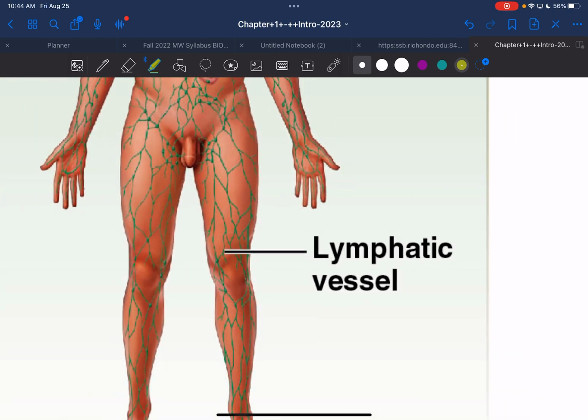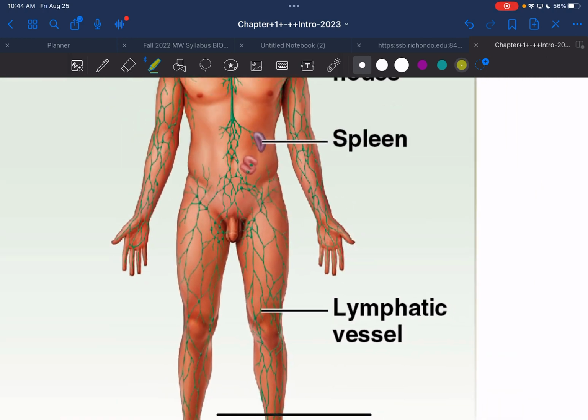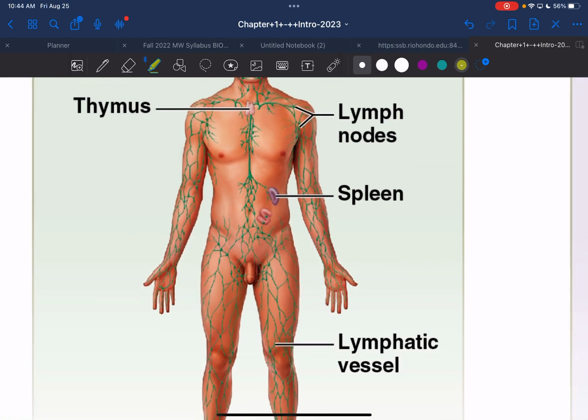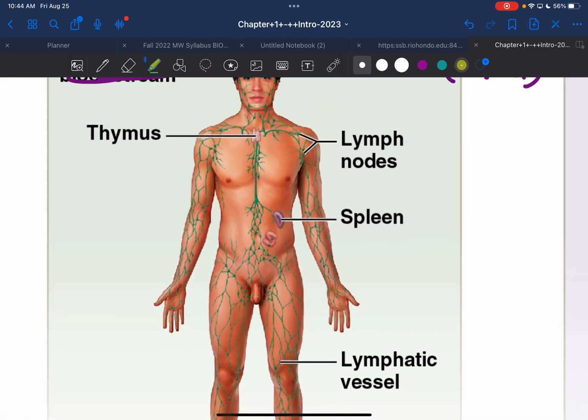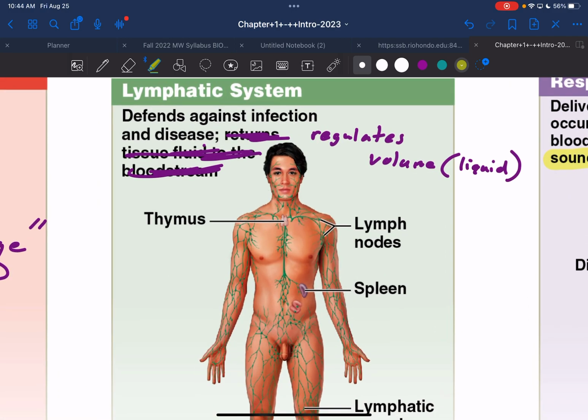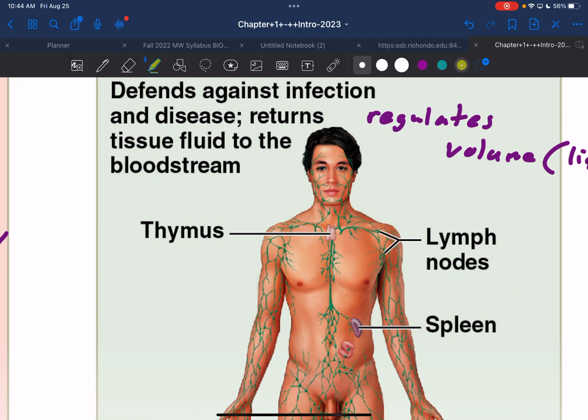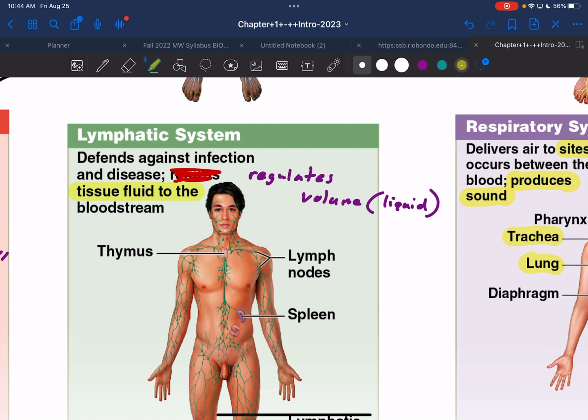They're just vessels, just like blood vessels, but they are not going to have blood. They're going to have fluid. And I'm just going to leave it at that. I'm actually going to take this off. I took this off last time, but I'm not this time. It regulates tissue fluid, and I hate this word returns. It should say regulates. Oh, here it is. Regulates volume. Regulates liquid. Regulates fluids.